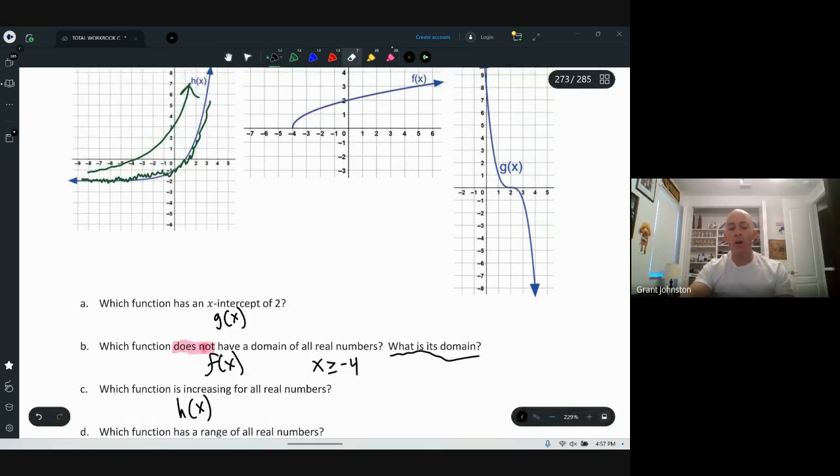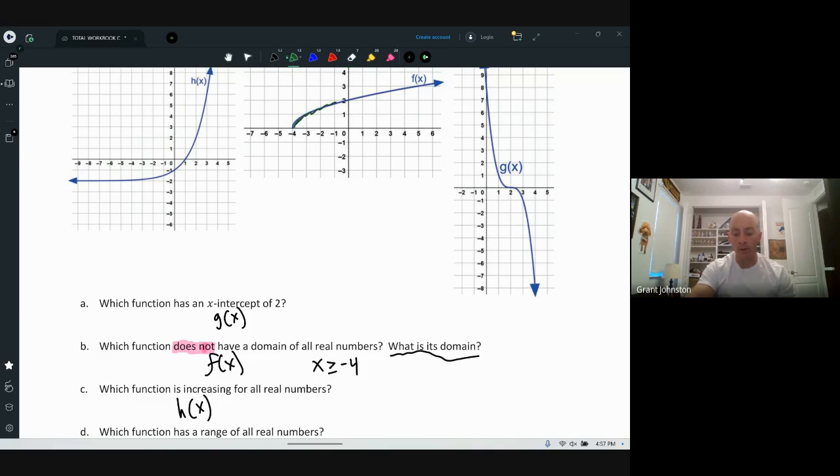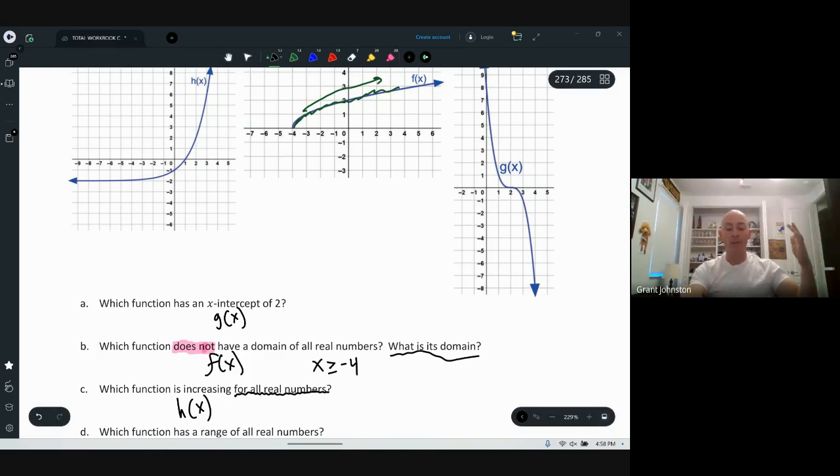And you might think, oh, so is f of x. F of x is increasing the whole time, right? It's going up. But here's the thing. It says for all real numbers. It doesn't even have a domain of all real numbers. For -5, -6, and -7, it doesn't even go to that area. So it's not increasing for all real numbers. It's only increasing over the domain in which it has, which is when x is greater than or equal to -4. So technically, I wouldn't say that one's increasing for all real numbers. Only h of x I can say that.